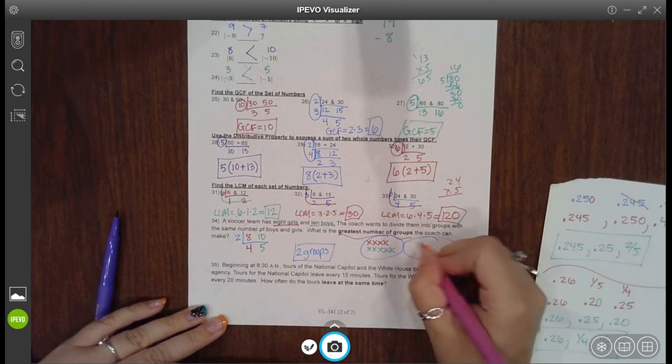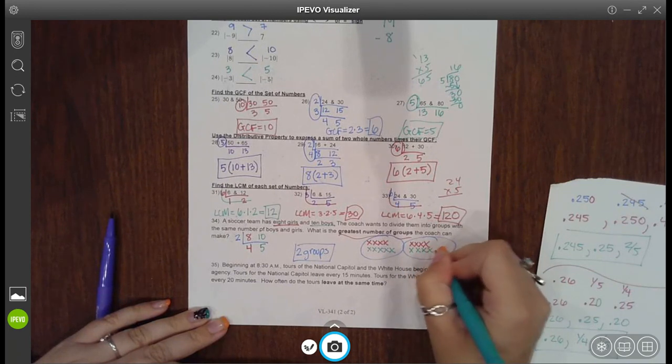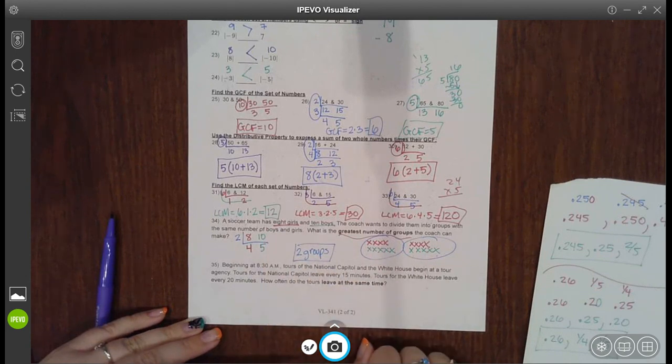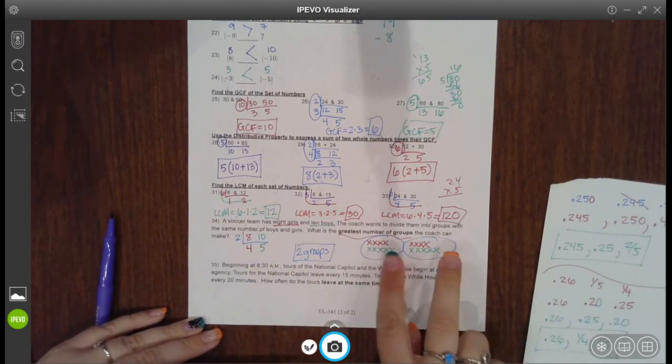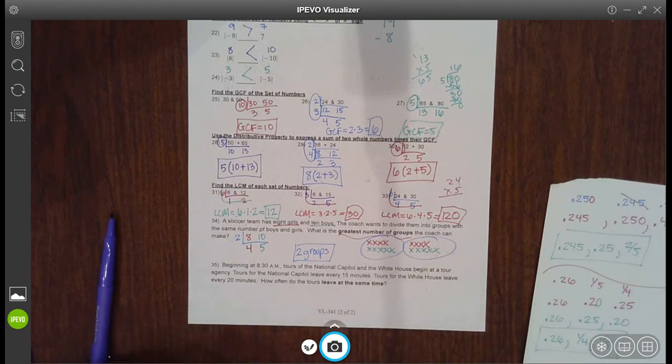So duplicate that. 1, 2, 3, 4. 1, 2, 3, 4, 5. So 5, 10. There's your total amount of boys you started with. 4, 8. There's the total amount of girls that you started with. So 2 groups that are both exactly the same. And that's what GCF is representing in real life.